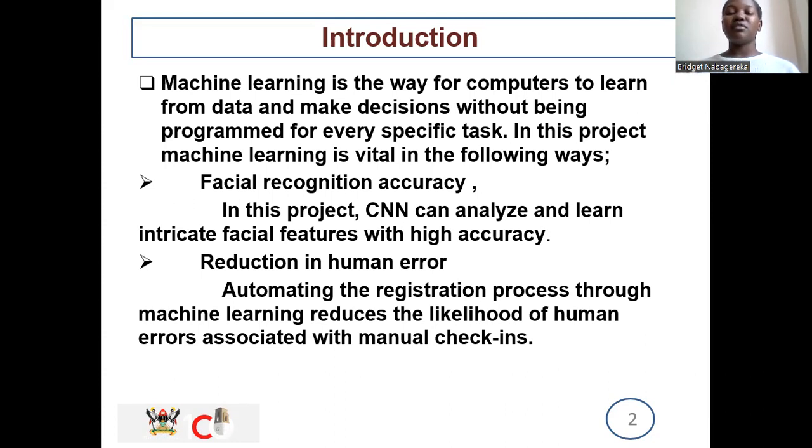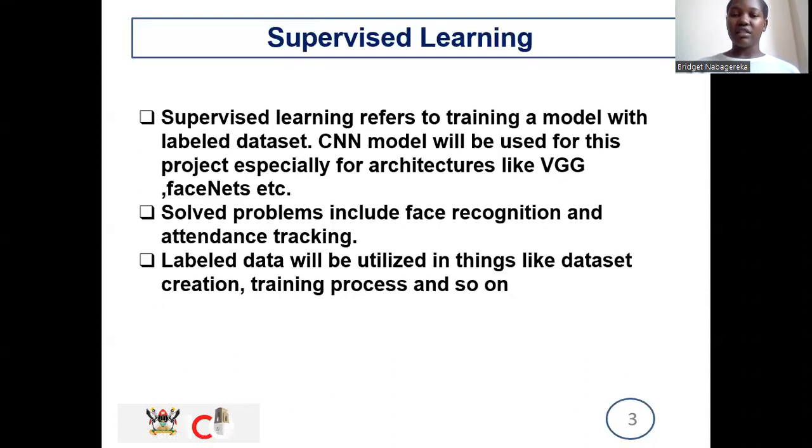It's going to help us in facial recognition accuracy, because we're going to use CNN, that's convolutional neural networks, that can analyze and learn intricate facial features with high accuracy. It will also help in the reduction of human errors, where automating the registration process through machine learning reduces the likelihood of human error associated with manual check-ins.